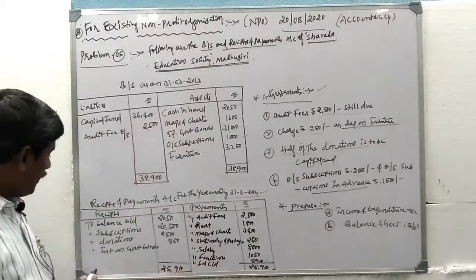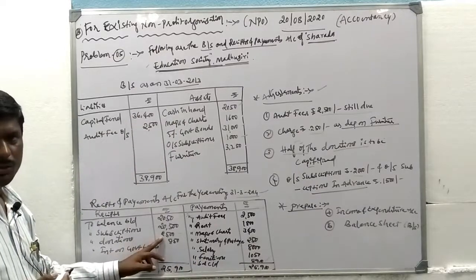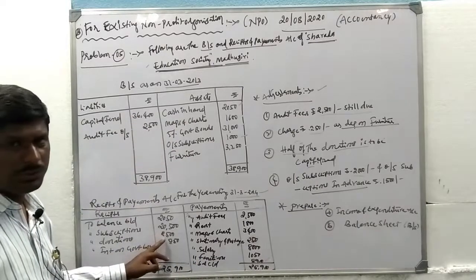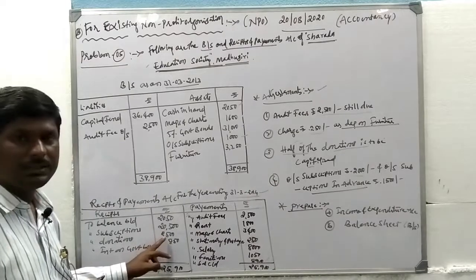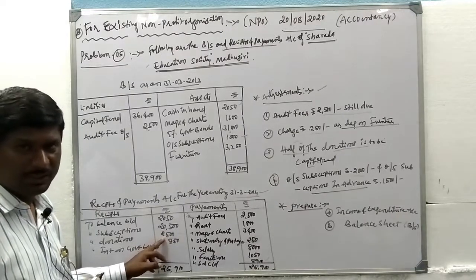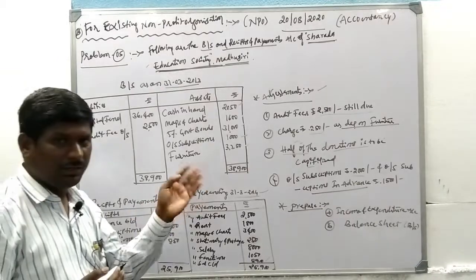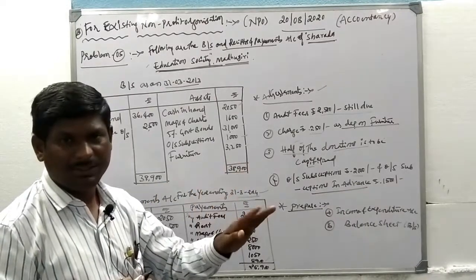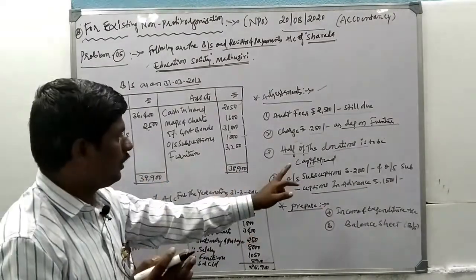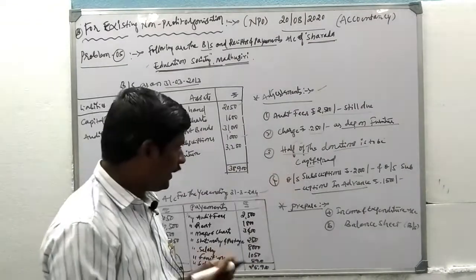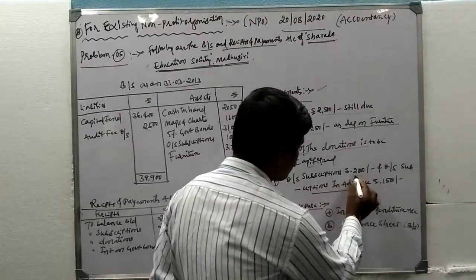So donations value is rupees 2500, rupees 1250, 1250. 1250 is income and expenditure account, income side. Remaining 1250 will be transferred to the balance sheet liability side in capital fund. Next, outstanding subscription rupees 2000.